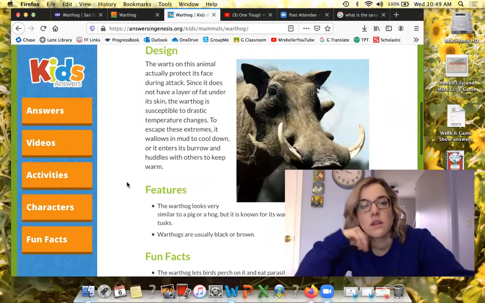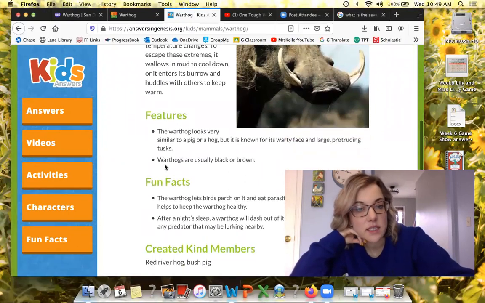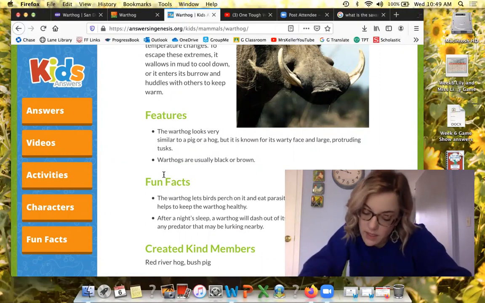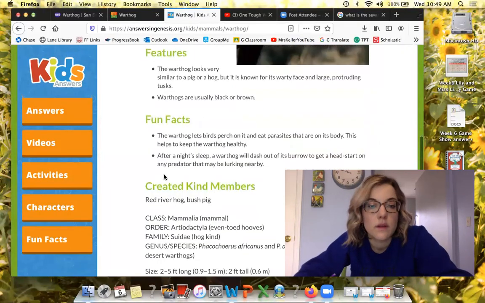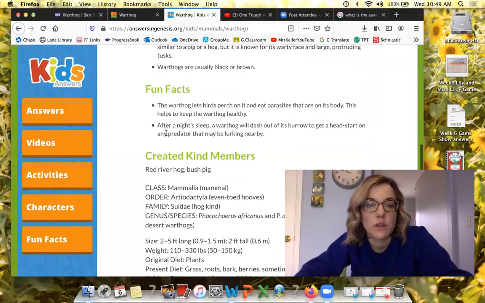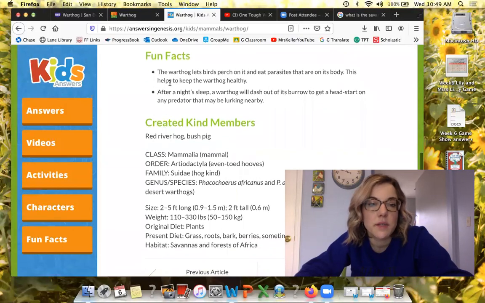Features. Okay. Oh, something we didn't mention that it says here is that warthogs are usually black or brown. That has to do with what they look like, so I might add next to rough skin, black, brown. It's always okay to add information to what you've already written. That's why you're writing notes and not complete sentences. Well, there's some fun facts. That's a subtopic that you have to focus on at some point.